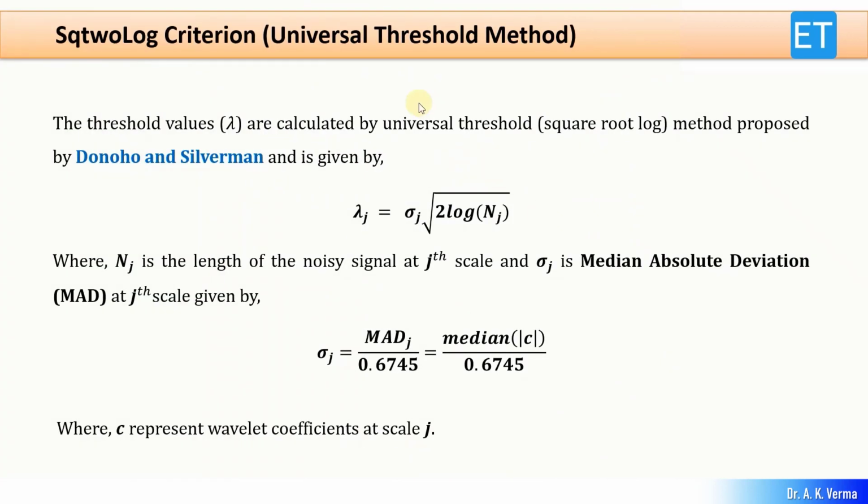This is the square root log criterion for threshold estimation, which is also known as the universal threshold method. It was given by Donoho and Johnstone, and the formula is this. So lambda j, which is the threshold value, is given by sigma j times square root of 2 log nj, where nj is the length of the noisy signal at the jth scale, I mean the jth decomposition level, and sigma j is the median absolute deviation, in short known as the MAD at the jth scale, which is given by MADj upon 0.6745, where MADj is the median of all the wavelet coefficients at scale j. So it's an easy one.